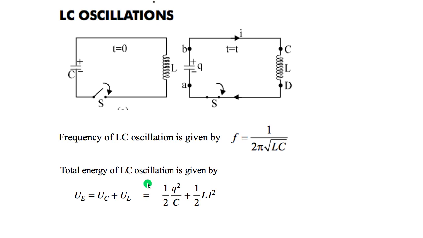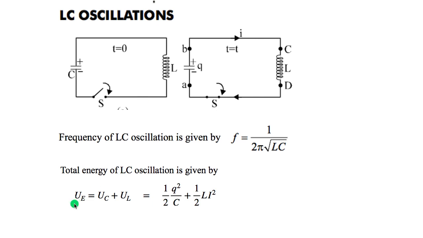And what is the total energy of LC oscillation? Here energy is stored in two ways. One is in the capacitor, another is in the inductor. Here electrical energy is stored, and here magnetic potential energy.